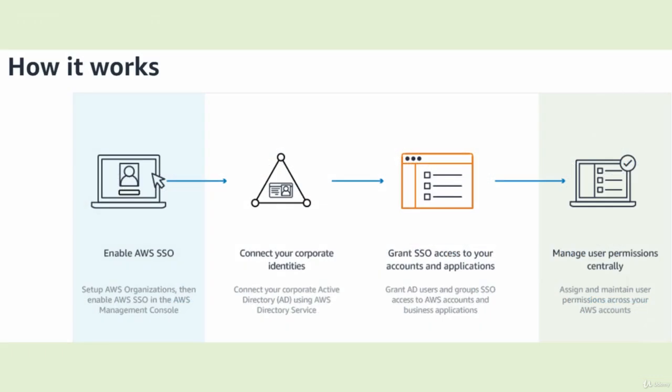So how it works: you have to first enable the AWS SSO in the AWS Management Console. Then you have to connect your corporate identities, be it Active Directory or AWS Directory Service. Then you have to grant SSO access to your accounts and applications. Then you have to manage your permissions centrally. You could do these things very easily.